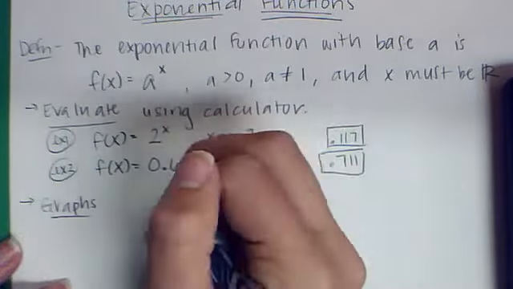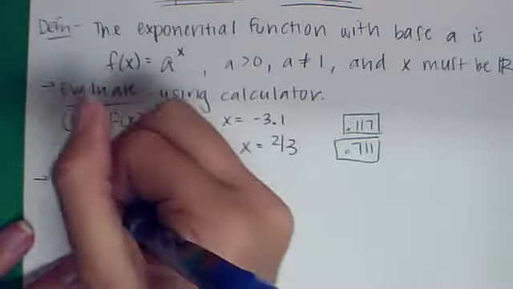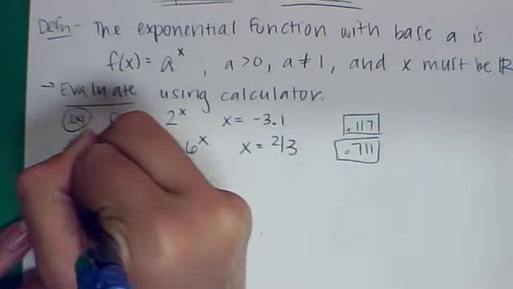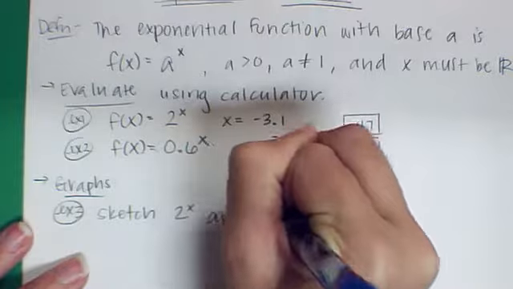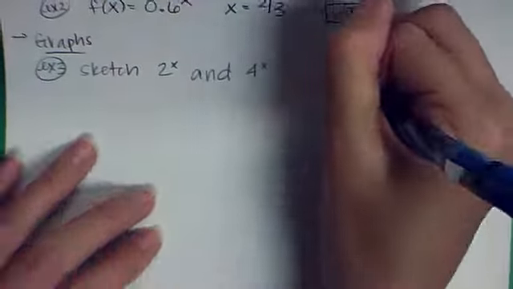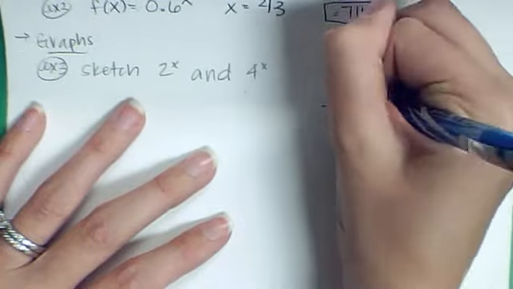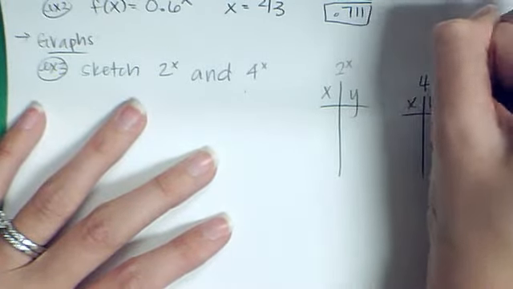The next thing we want to talk about is how to graph these things if I have f of x equals a to the x power. In particular, we're going to try and sketch 2 to the x power and 4 to the x power on the same graph. To do that, we could pick some points and plug them in. So I'm going to make two x and y charts. The first one for 2 to the x power, the second one for 4 to the x power.